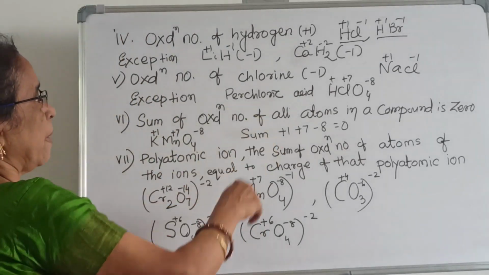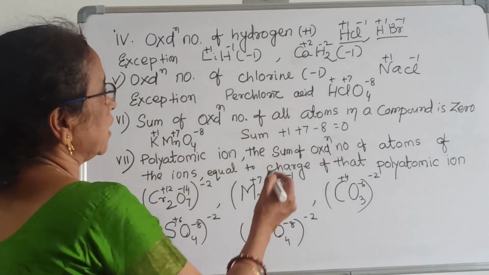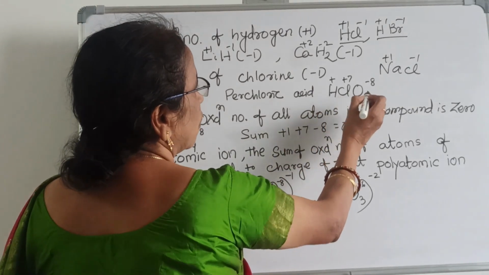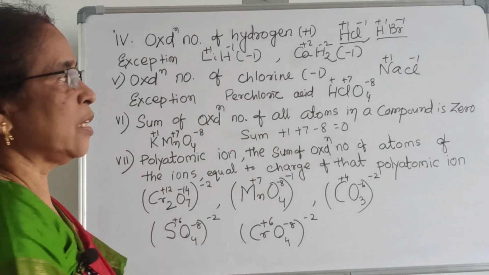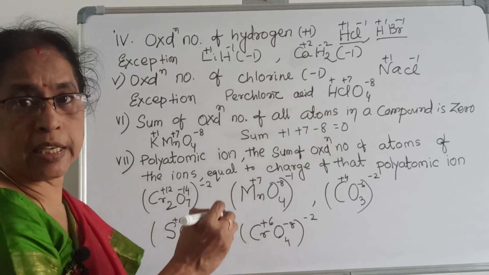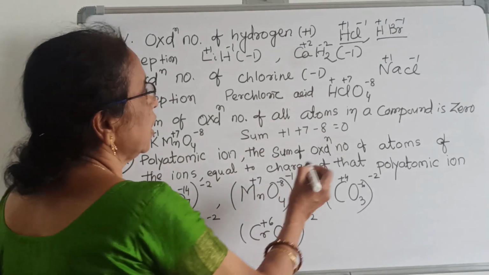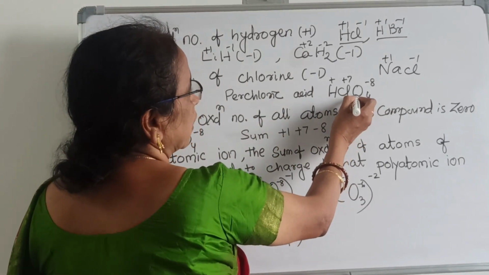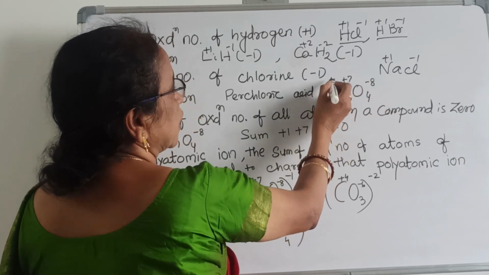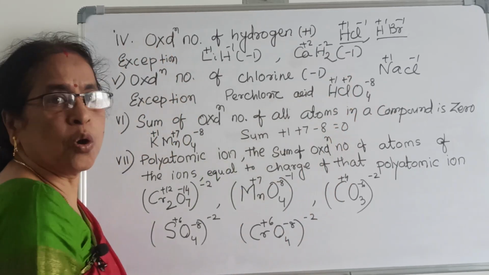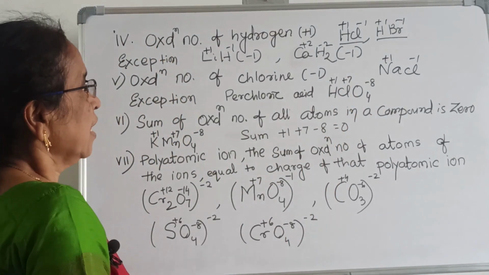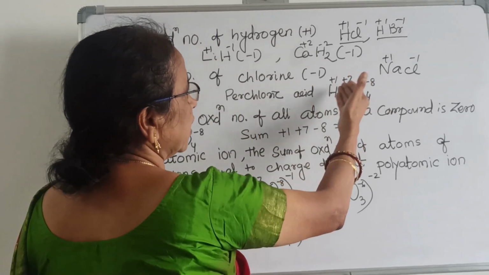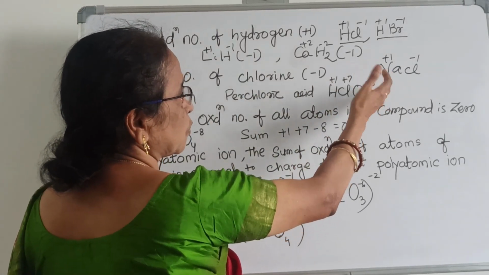But in perchloric acid, HClO4, you can find the oxidation number of chlorine is plus 7. See, 4 oxygens each with charge minus 2 gives minus 8, hydrogen is plus 1, so the chlorine is plus 7.